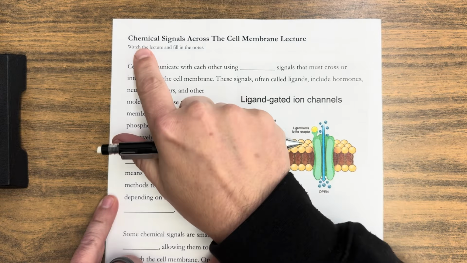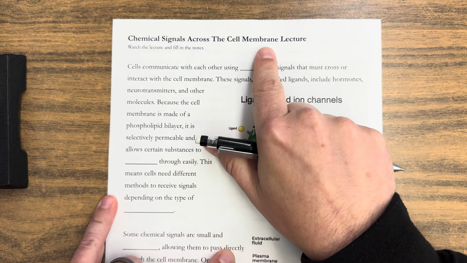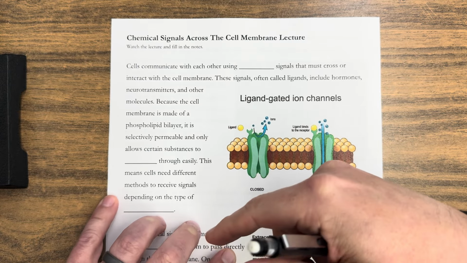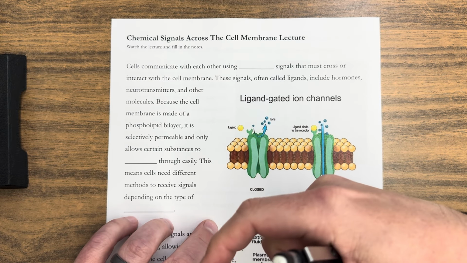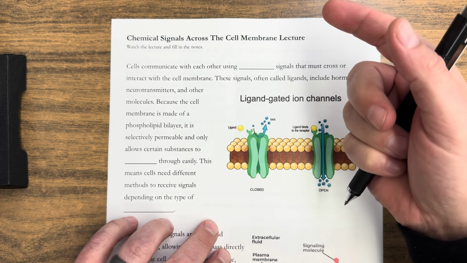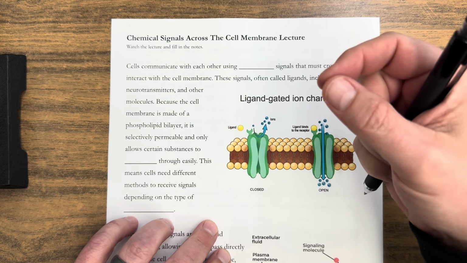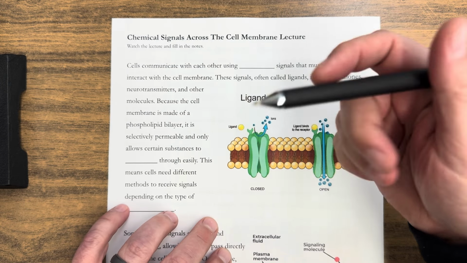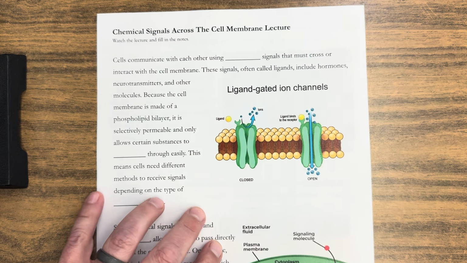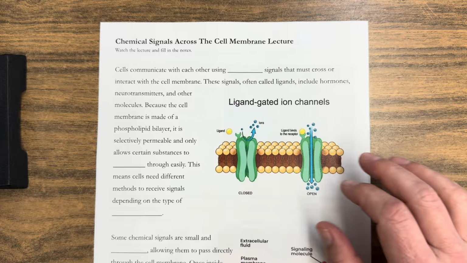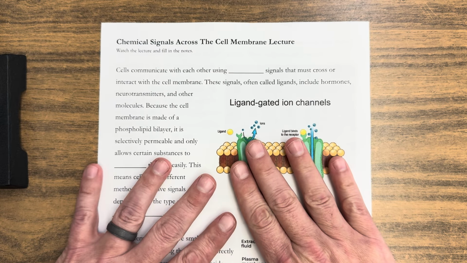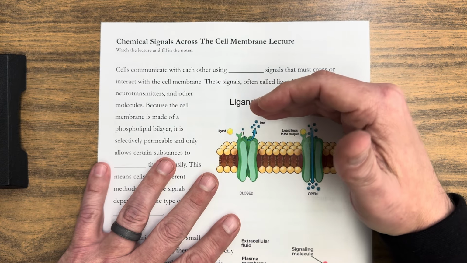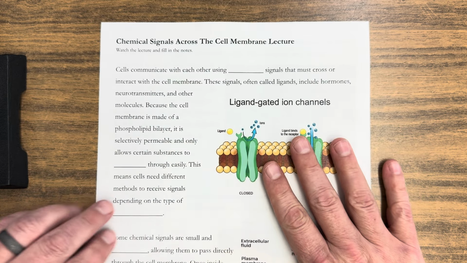Hello, today I'm going over the chemical signals across the cell membrane lecture. So we've already introduced the cell membrane, kind of the skin of the cell, and its structure. It has a nonpolar inside and a polar outside. Some stuff we've said passes through the cell membrane and some stuff doesn't. All right, so we're going to get into how a cell signals either through or across the cell membrane.